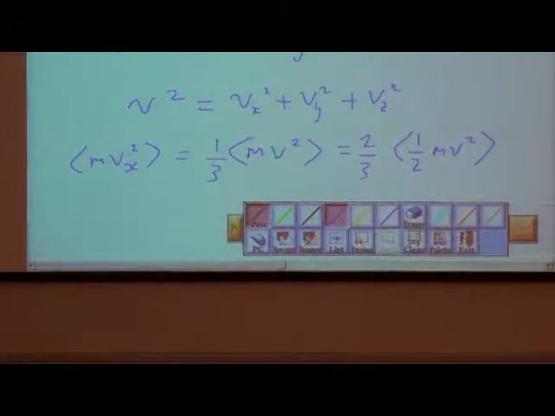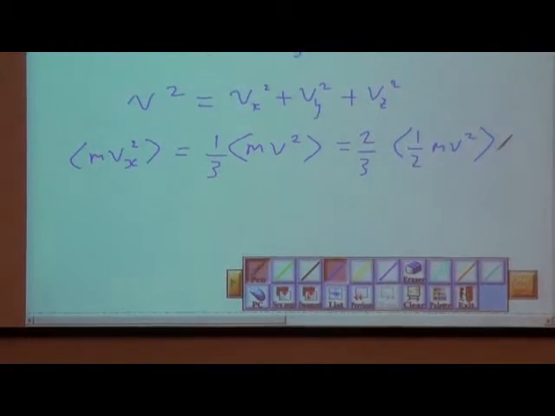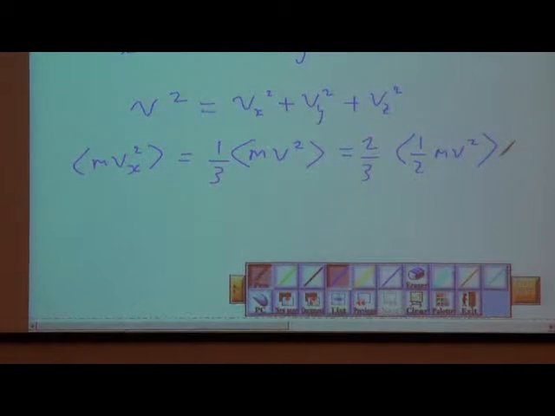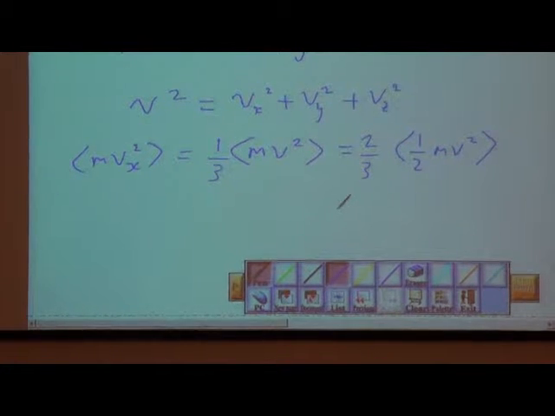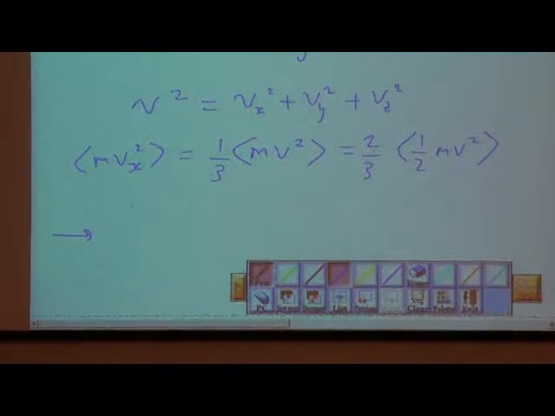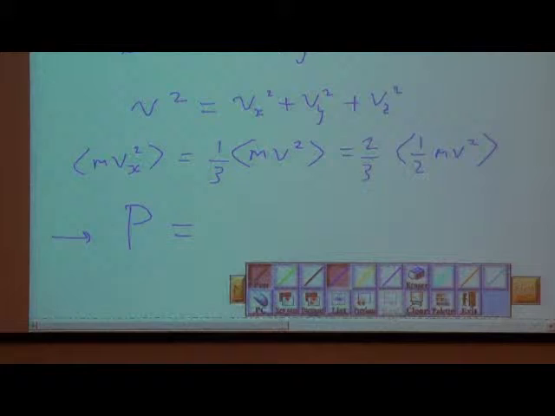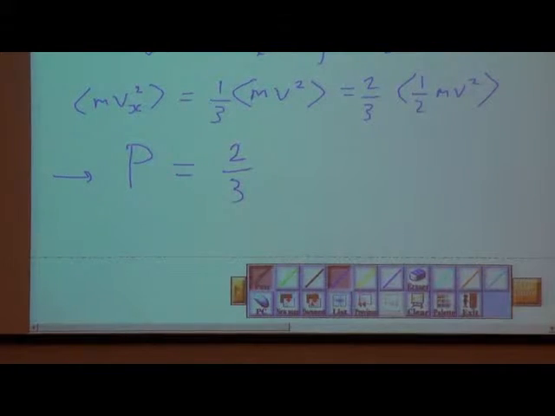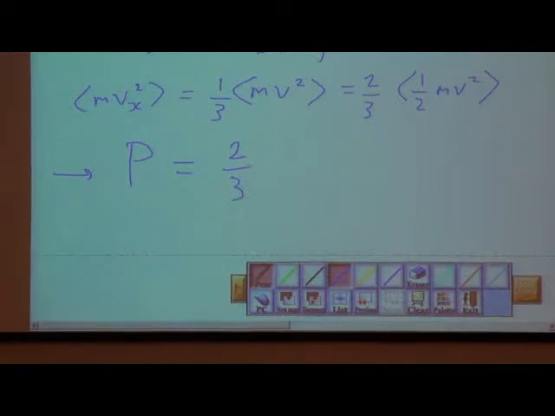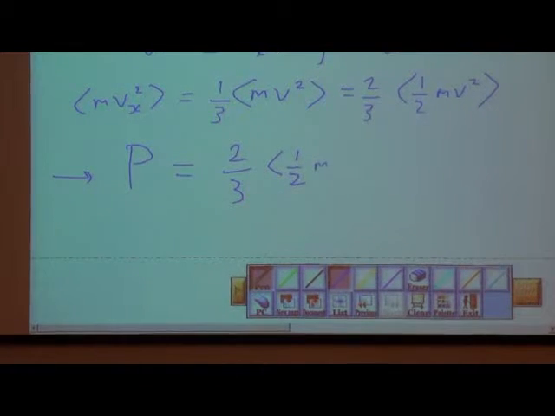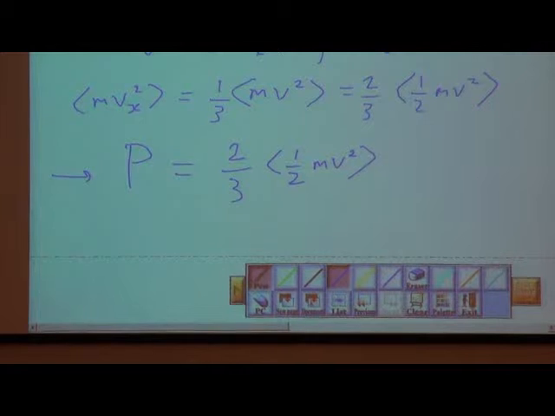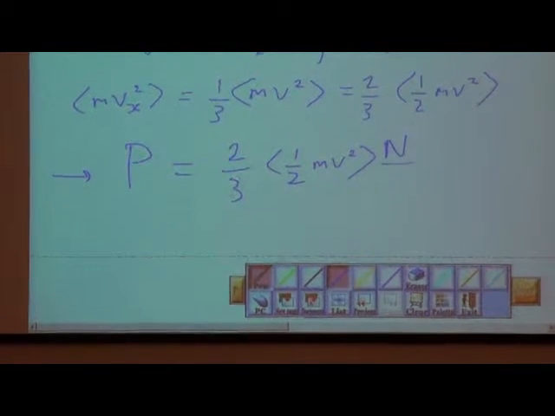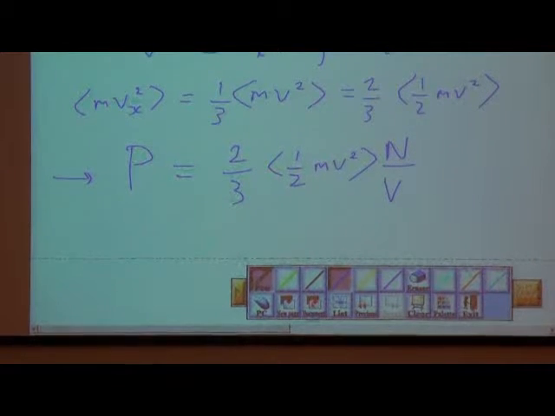I can write it like that. I have 1/3 instead of 1/2. If I have 1/2, that's kinetic energy. So I have here the following result. The pressure equals 2/3 times the average kinetic energy of the molecules times the number of molecules per unit volume.